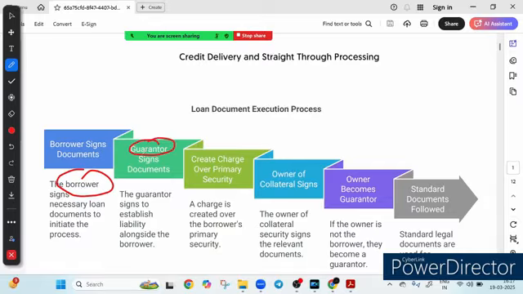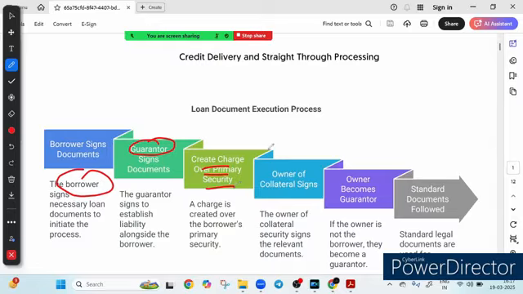Next, the guarantor steps in. By signing the document, the guarantor agrees to share the liability, standing shoulder to shoulder with the borrower. Then once these signatures are in place, the charge is created over the primary security. As you can see, this charge legally secures the lender's interest in the borrower's asset.